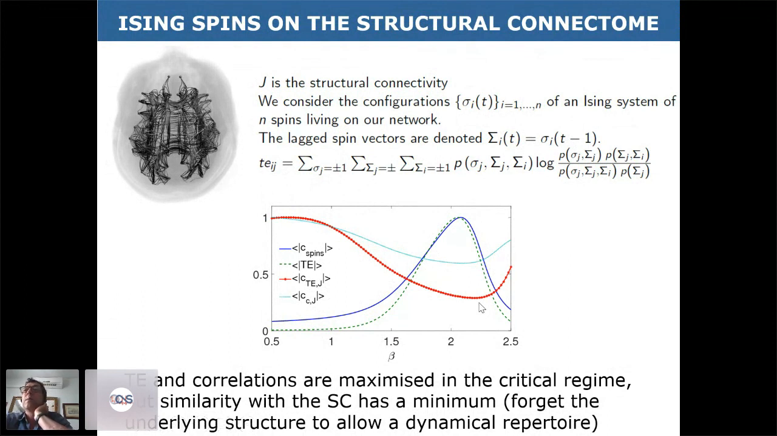This makes sense because we know that the structural connectome is somehow fixed, even though it can change during the lifespan. But on the other hand, the switching dynamics of the brain, namely the activity of the brain at rest, what has been called by Gustavo Deco et al. the dynamical repertoire, is basically a switching between different patterns of correlation. So somehow, in the critical range, the underlying structural connectivity must be partially forgotten in order to allow switching between different degenerate dynamical states.